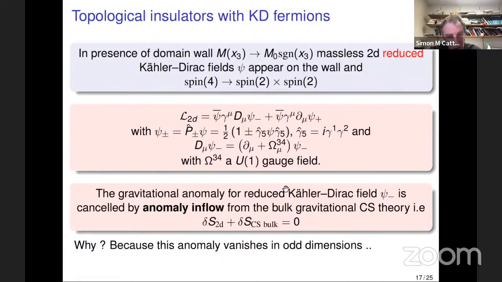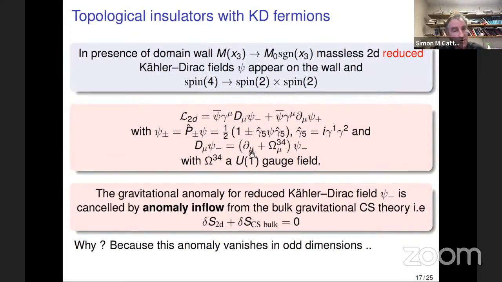But as you expect, what happens is, because this is embedded in a three-dimensional theory, which is anomaly free, there's an anomaly inflow effect from a bulk Chern-Simons term such that the theory in the end is gauge invariant. So the variation under a gauge transformation here associated with this U1 field cancels against something from the bulk, right?